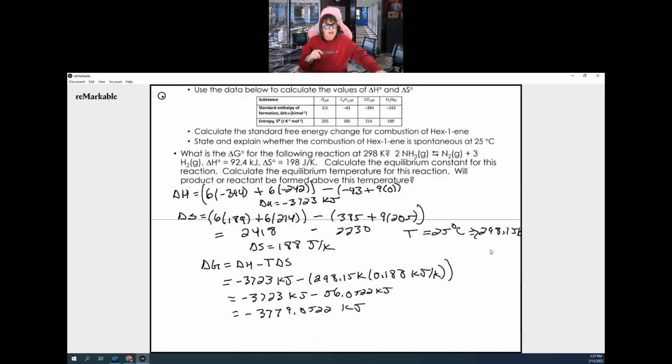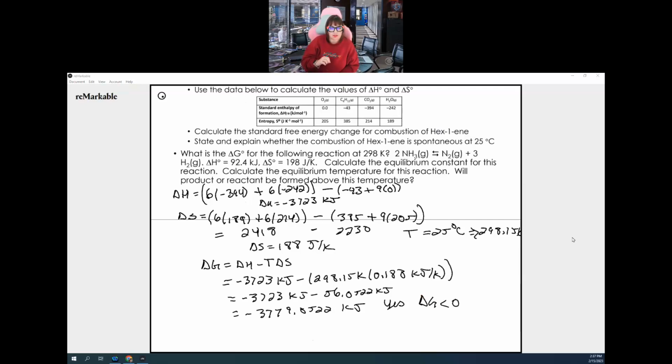Okay, that was fun. State and explain whether the combustion of 1-hexene is spontaneous at 25 degrees. Would that be spontaneous? I say yes, I say it is, because delta G is less than 0. So that's why I say that.